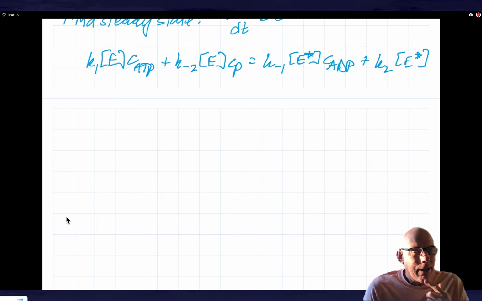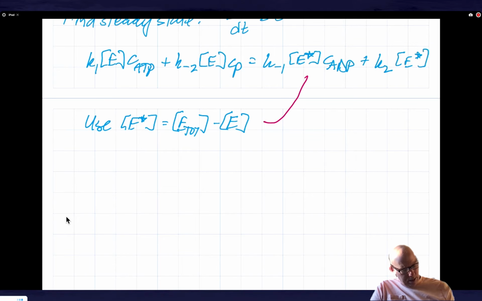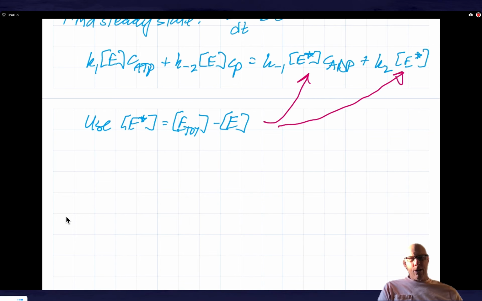And now what I can do is I can use the fact that E star is equal to E tot minus E, and substitute this here and here, right? So if I plug in E star as written there, what I will be left with, conclusion, is that, so what am I going to do? When I substitute this in, note what happens.